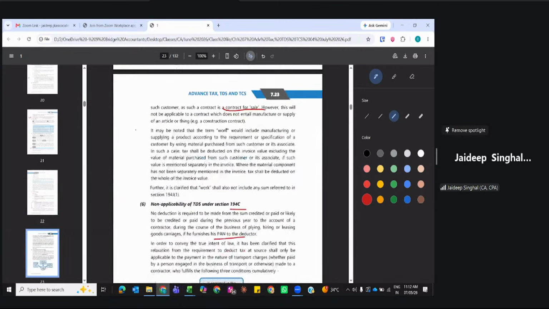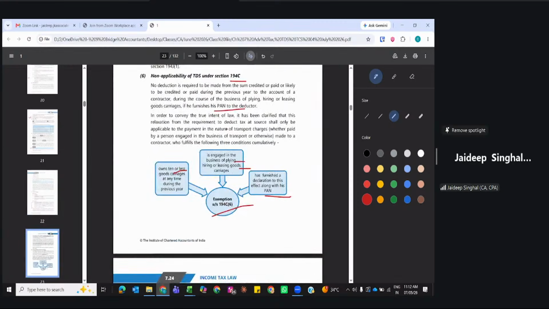Next is non-applicability of TDS under section 194C in case of goods carriages. If the transporter has 10 or fewer goods carriages, is in the business of plying, hiring, or leasing goods carriages, and has declared the PAN number, then in that scenario, TDS is not applicable.